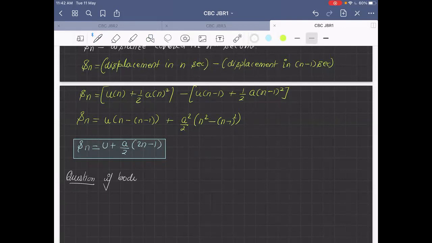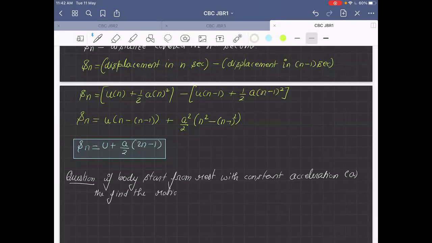If a body starts from rest with constant acceleration a, then find the ratio of S1, S2, S3, S4, where Sn is the displacement in the nth second. Now try this.